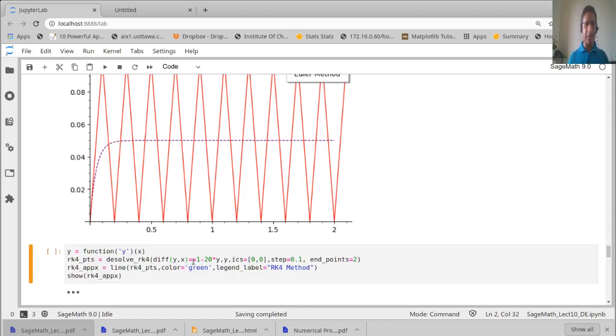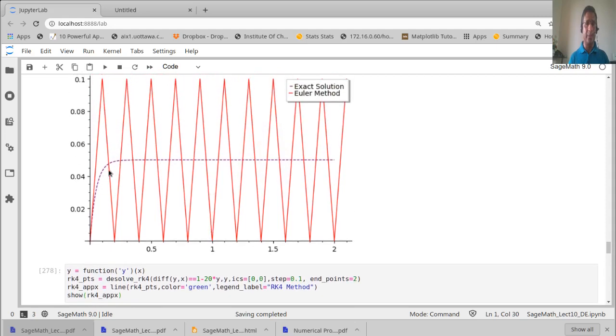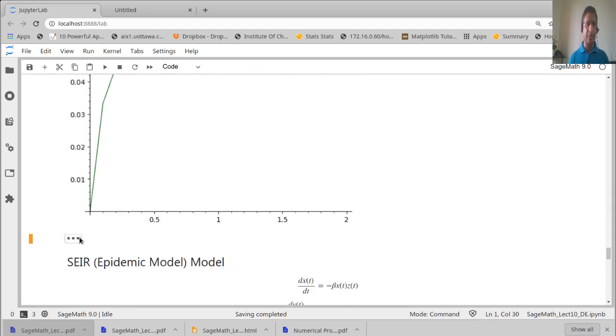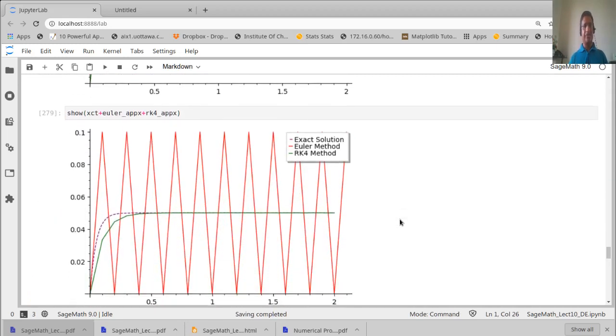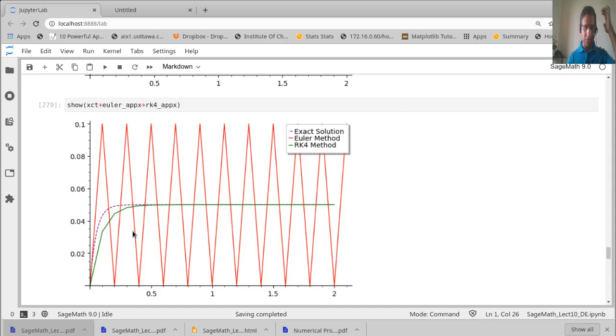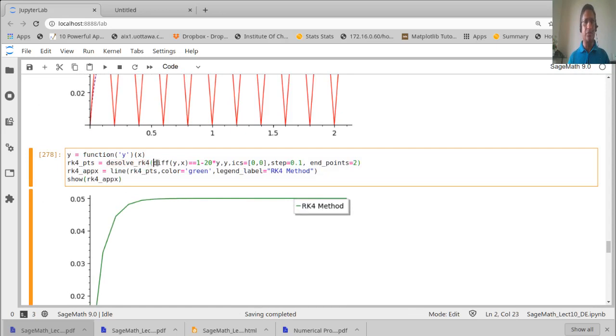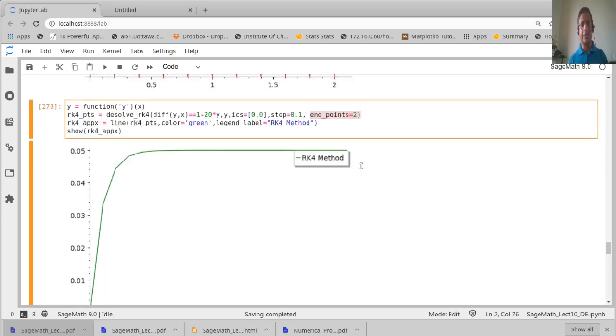If you use the RK4 method with the same initial conditions, this solution looks like this, which is very realistic, close to the original one. Again, you can superimpose all three together and see here. You can see that in this case the RK4 method works much better than Euler's method. You can look at this with different examples. Again we are using solve with RK4, with the differential equation, the variable with respect to which you want to solve, that is y, the initial condition, the step size, and the end point equal to 2, that is 0 to 2 in this case.